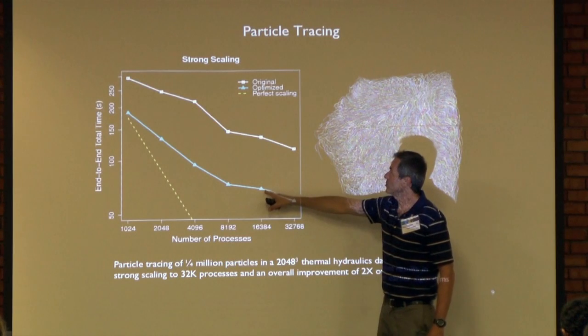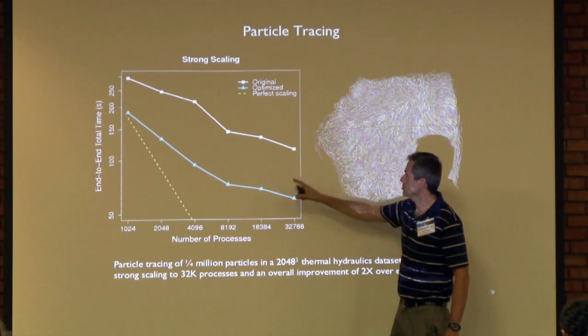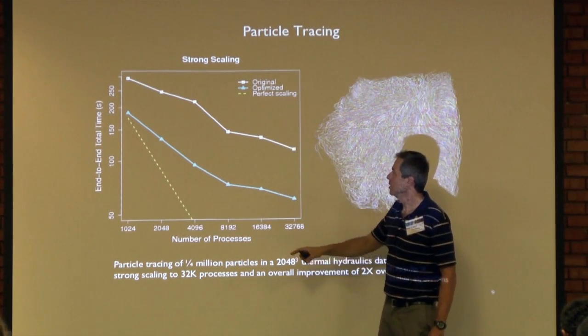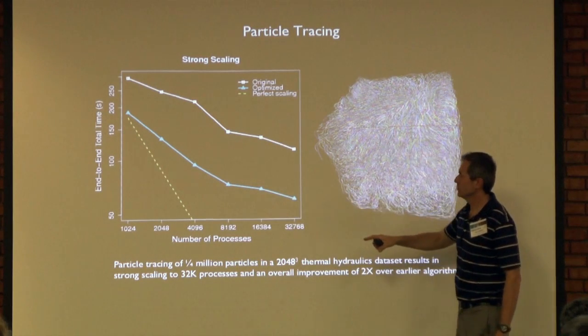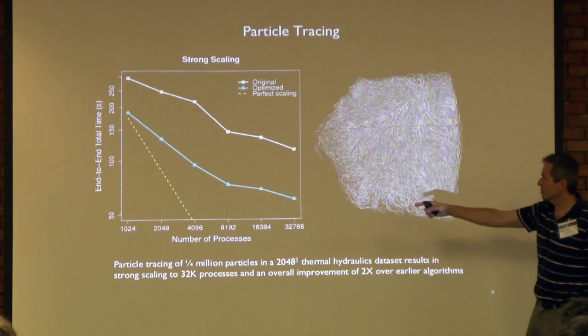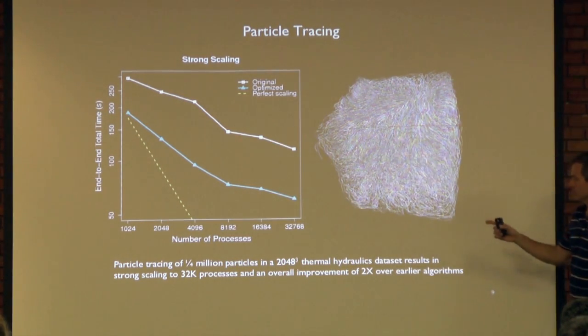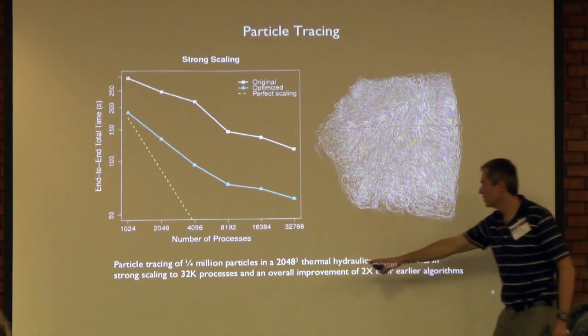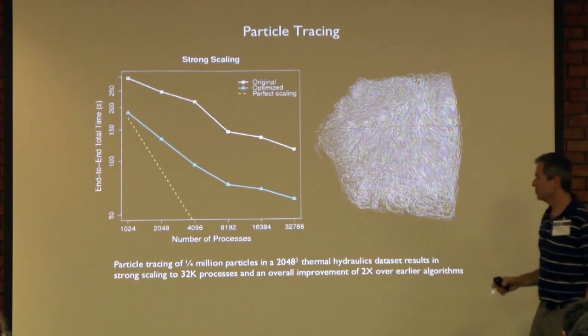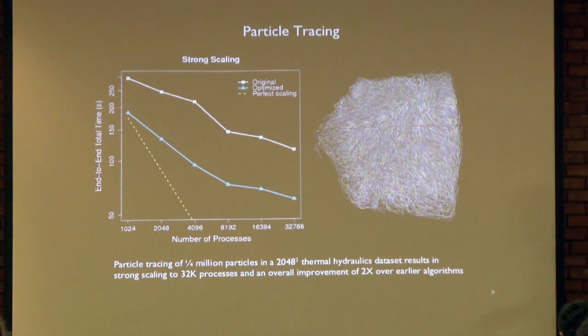pre-DIY to the DIY version is about 2 times faster. This was our old version, and pretty reasonable for this problem size with respect to the ideal scaling. This, in particular, was a 250,000 particles traced in a 2K cubed thermal hydraulics data set, going out to 32K processes.